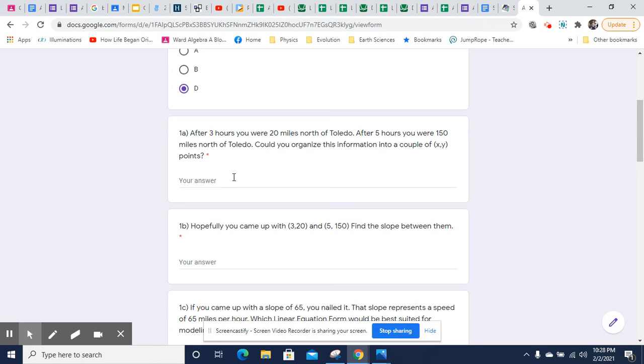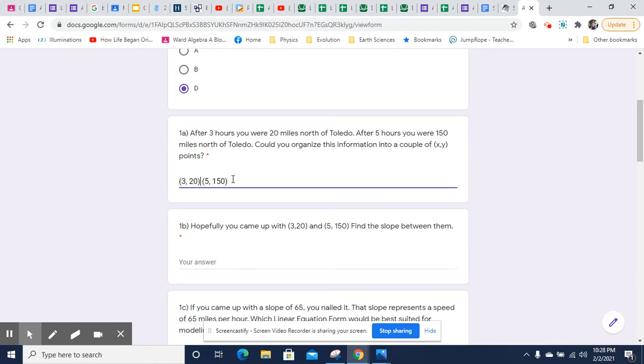Time will usually be X. So we have time of 3 hours, so we can say (3, 20). And then we also have 5 hours and 150 miles. So there you have a couple of XY points. This is what we call related data. Time and distance are related to each other.